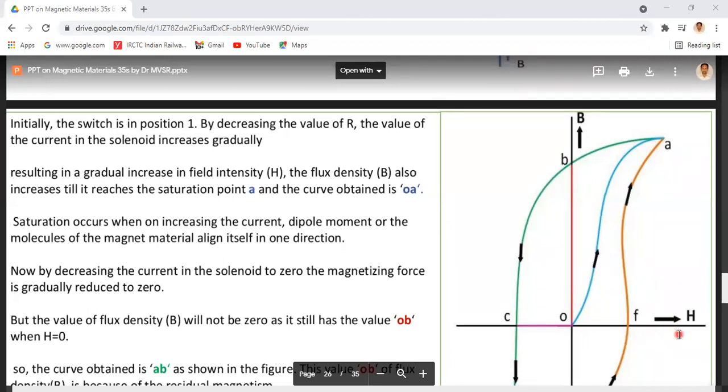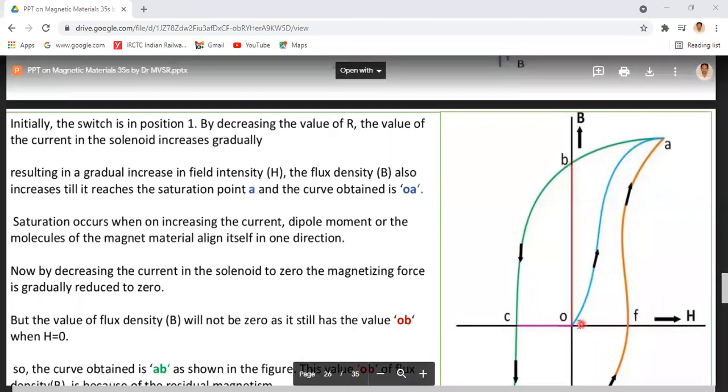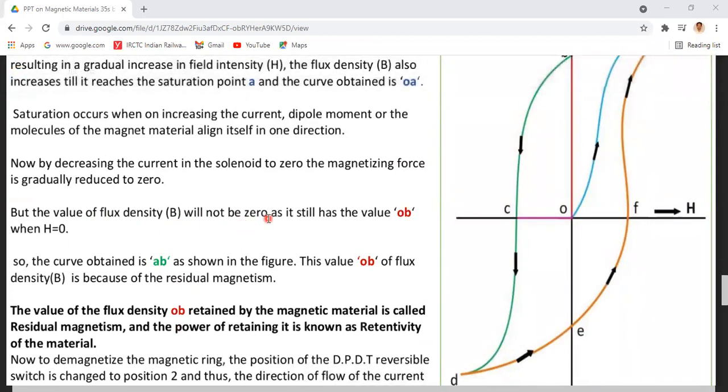That means as the magnetizing force H is reduced to zero from this maximum value, the magnetic flux density does not become zero. It gradually decreases to a particular value B. Even though H is equal to zero, the magnetic induction does not become zero. It still has some value, that is OB.